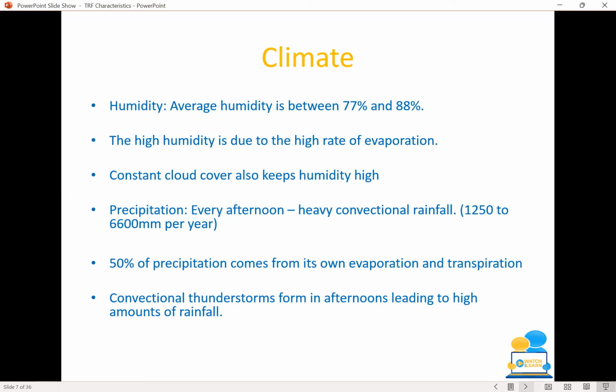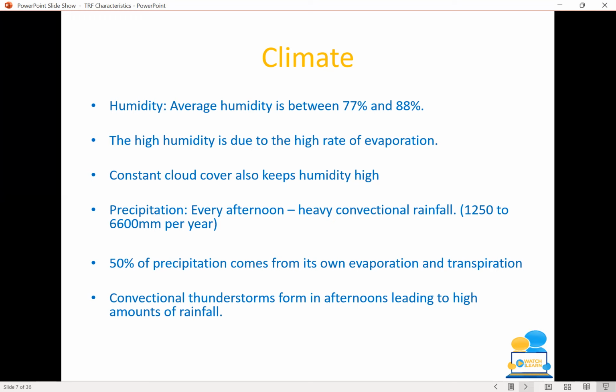As well as that, it's a hugely humid place. There's a huge amount of water in the air, as we know from it being called a rainforest. Humidity is between 77 and 88%. So you're talking about that heavy, heavy heat which you find within a rainforest. These are difficult conditions for humans to survive in, and this is also going to lead to a huge amount of rainfall.